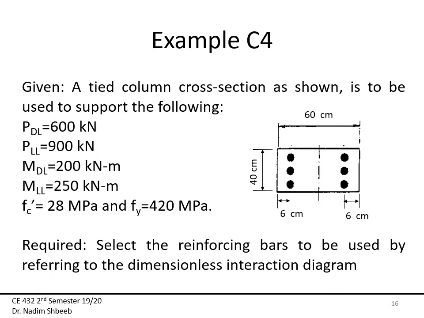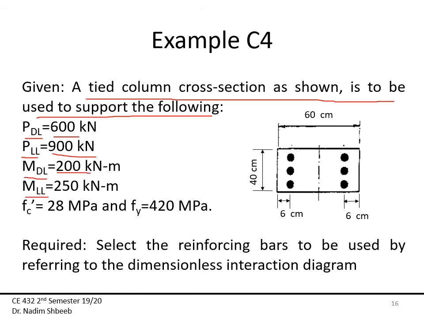So let's go for another example. Here I have a tied column. Cross section as shown is to be used to support the following. So he's giving me the dead load at 600 kilonewton, live load at 900 kilonewton. The moment dead load is 200 kilonewton meters, live load is 250. F prime C given 28 megapascal, and Fy is equal to 420 megapascal. What he wants is the reinforcing bars to be used by referring to the dimensionless interaction diagram. So he does not want me to use the method that we used in the previous example.